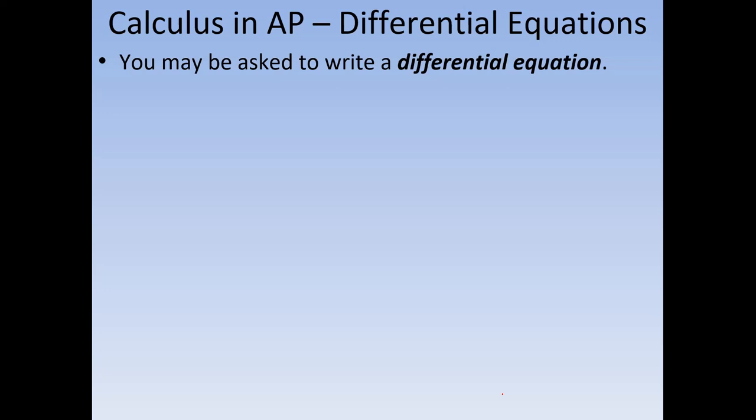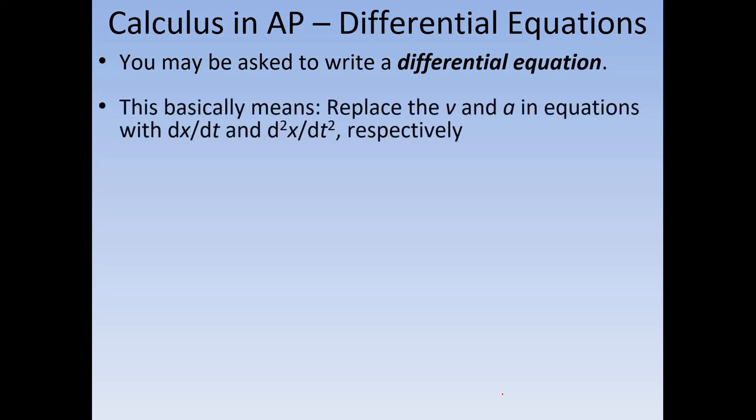All right. Now this is something that you might not have learned in calculus, or at least not in this exact way, so this should be new for everyone. One of the things that you might be asked to do is write what's called a differential equation. Basically what this means is, instead of solving the way we normally do, we replace the motion equations, acceleration and velocity, with their dx over dt or d2x over dt squared versions.